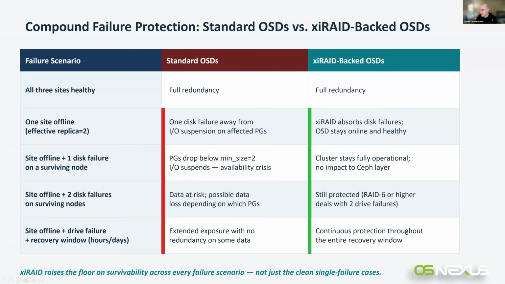2 disk failures. This is if you've got Xinnor RAID set up at RAID 6 or higher, or you've got those failures across 2 different nodes, that's going to still get absorbed. And with site offline plus a drive failure, your recovery window here is going to be quite a bit longer, versus having everything completely protected and local rebuilds happening super fast with Xinnor RAID.